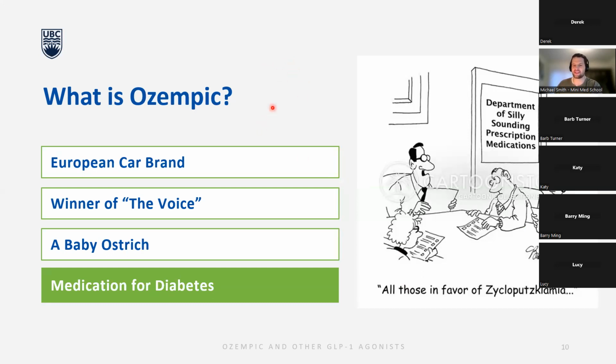And I sort of threw this in to have a bit of fun at the brand names of drugs that the drug companies come up with, not the scientists or us healthcare professionals. Ozempic is just a brand name. And I found this cartoon very pertinent to make that point as well.